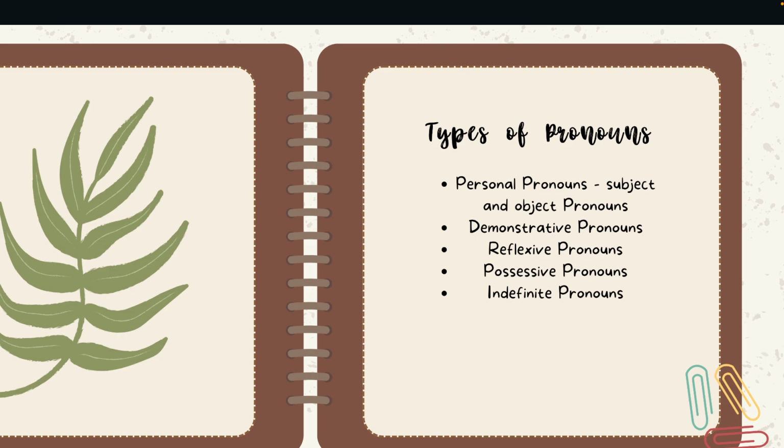Now, for the purposes of our discussion, we have five types of pronouns. Personal pronouns as either a subject pronoun or an object pronoun, and then demonstrative pronouns, reflexive pronouns, possessive pronouns, and indefinite pronouns.